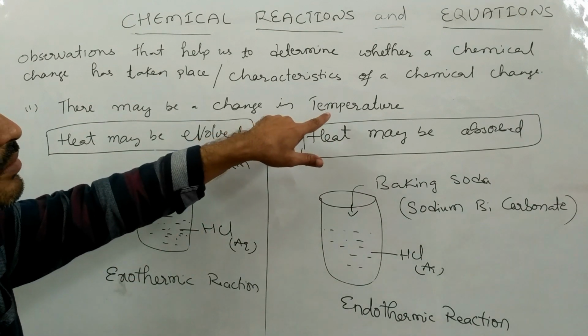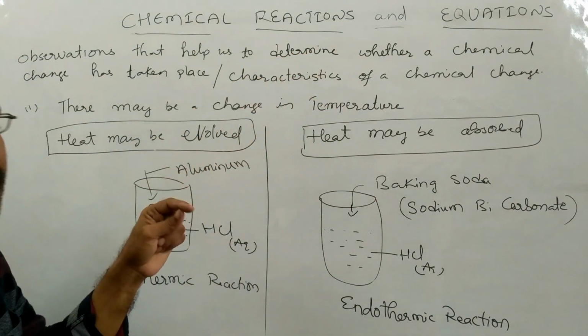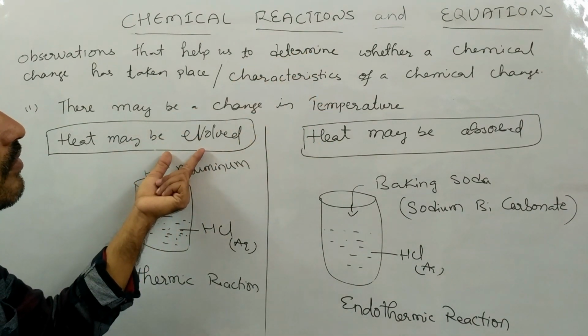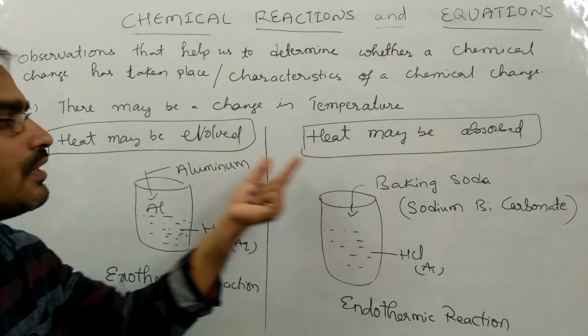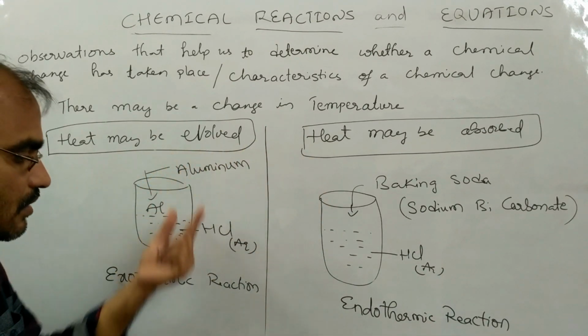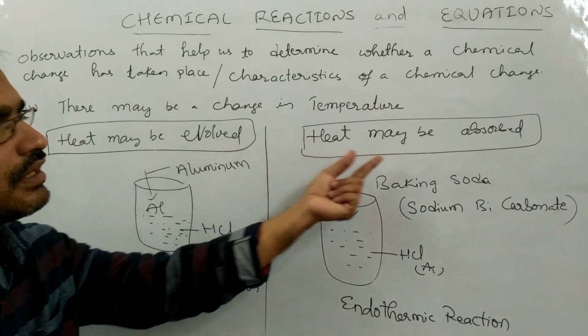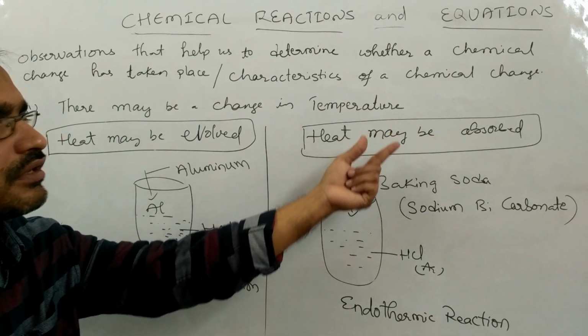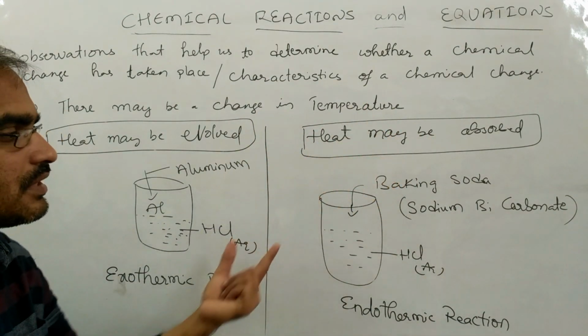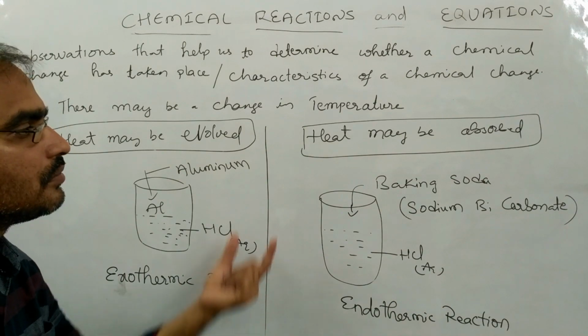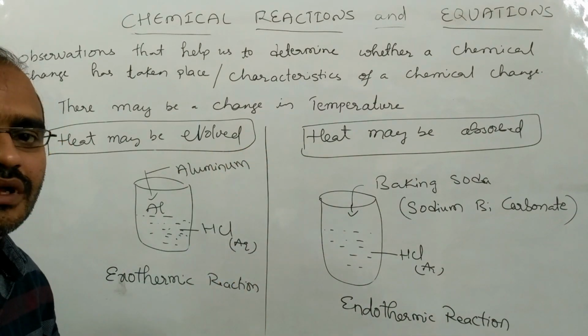So there may be an increase in temperature or decrease in temperature. Nothing but heat may be evolved or heat may be absorbed. If the heat is evolved, the temperature will rise. If the heat is absorbed, the temperature will decrease. So let's observe both of these with two experiments.